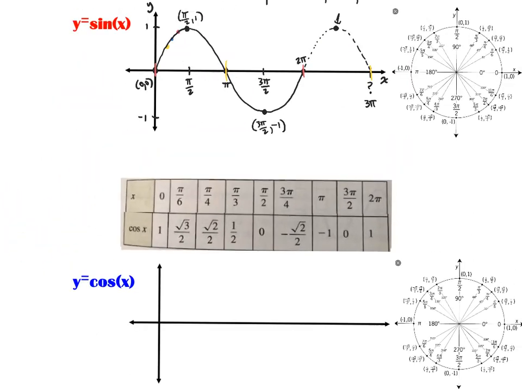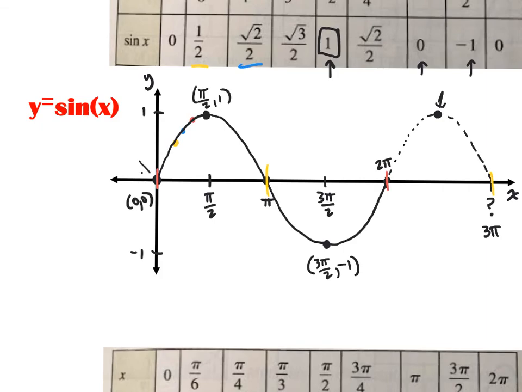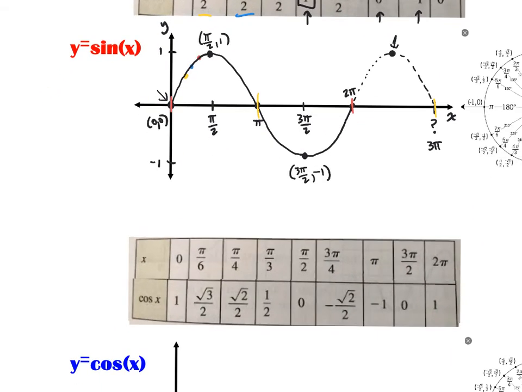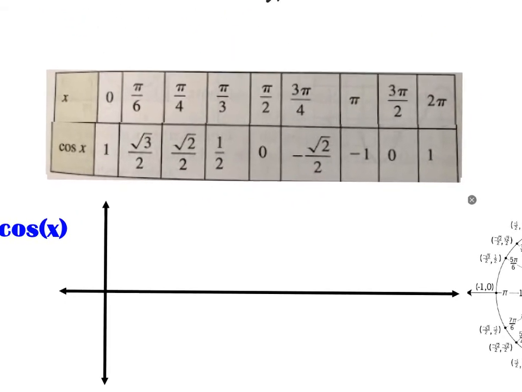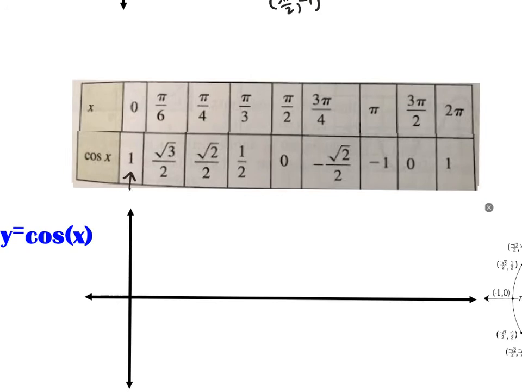So notice how the y value here started at 0. Where do you suppose the x values start in the unit circle? Well, they start at 1. So our first point on the cosine function, at least starting at 0, will be the point (0, 1). All right.